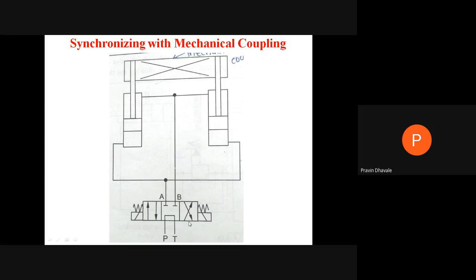If you are considering this diagram where P port is connected to the B port and A port is connected to the T port, consider this diagram here. What is this point? P. And this point? B. T is connected with the B and A is connected with the T. When P is connected with the B, whatever the fluid from the pump will now pass through this line from B port and it will be divided to the rod end side of both of the pistons.